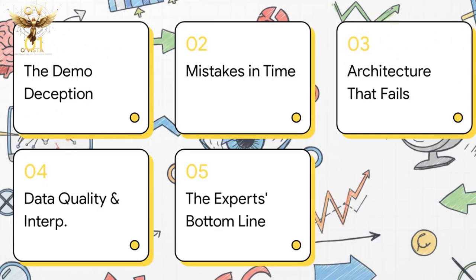So here's our game plan. We'll kick things off with the big picture, the demo deception. Then we'll get into the nitty-gritty with mistakes in time, followed by architectures that are just doomed to fail. After that, we'll talk data quality, and we'll wrap it all up with the bottom line from the experts.